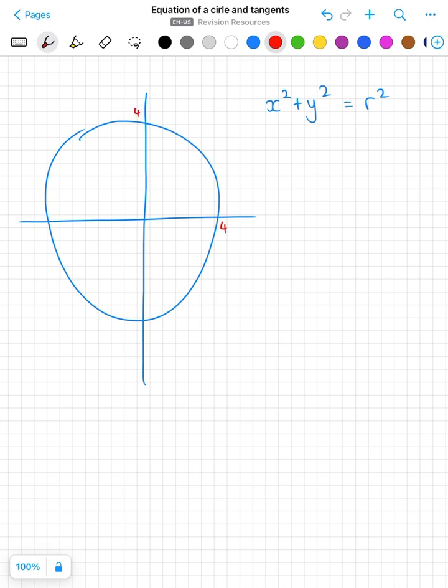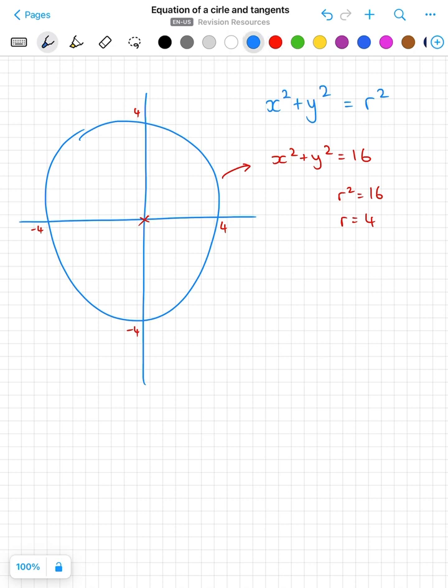So if we look at an example of a circle where the centre of our circle is 0, 0, and we have here a radius of 4, the equation of this circle will be x squared plus y squared equals 16, because r squared equals 16 if the radius is 4.